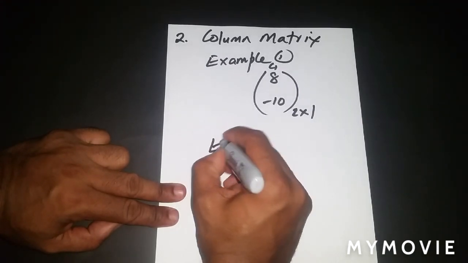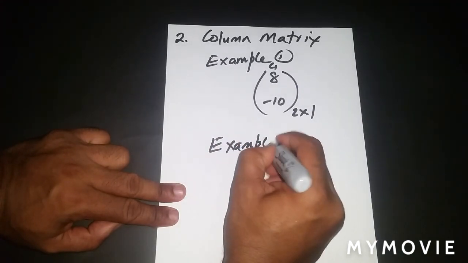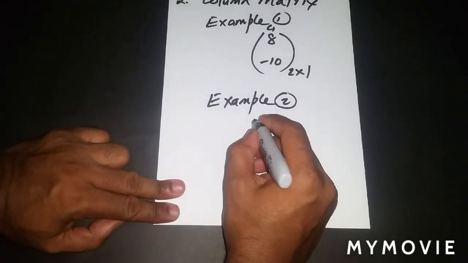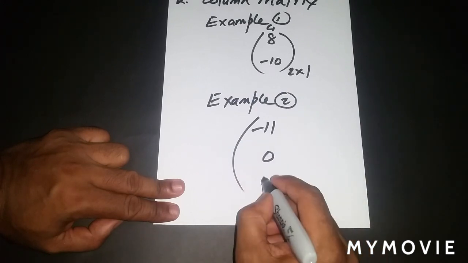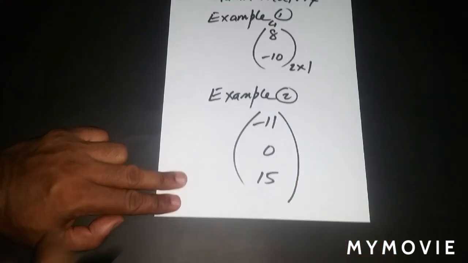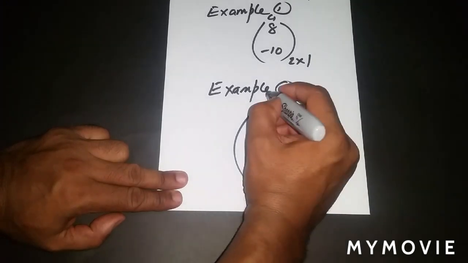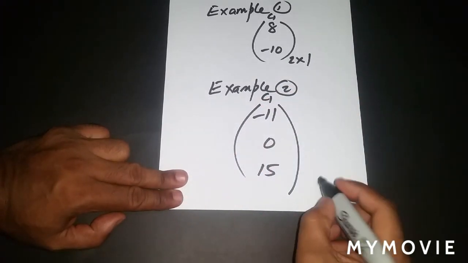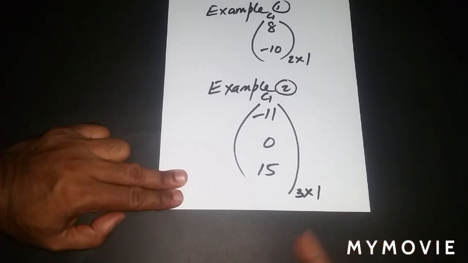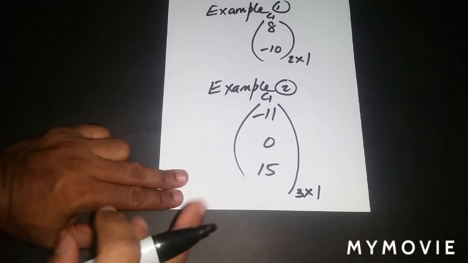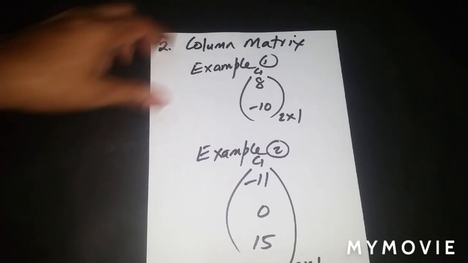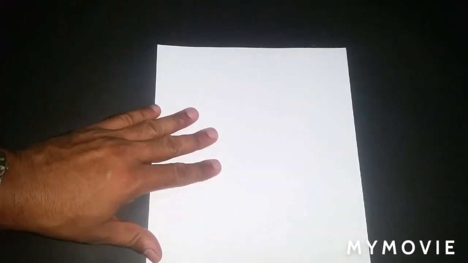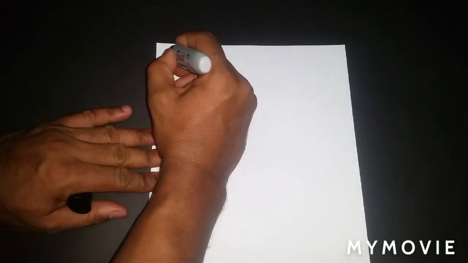Let's look at example 2. What about this one? Very straightforward. Again, it just has one column. So this would be a 3 by 1. So the number of rows is irrelevant. As long as it has one column, then it's classified as a column matrix. Quickly. Next one.